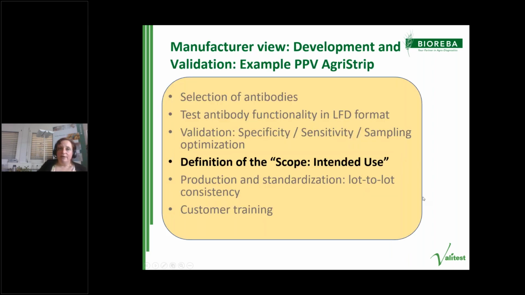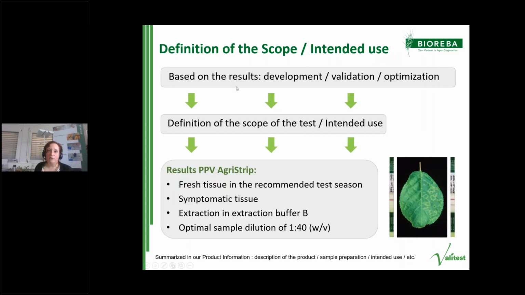Once we consider development and validation from the manufacturer view finished, we define the scope or intended use of the test. This is based on the results we obtained in development, validation, and optimization. The main results for the Plumpox Agristrip are that fresh tissue is the optimal tissue in the recommended test season. Then we recommend to use symptomatic tissue.